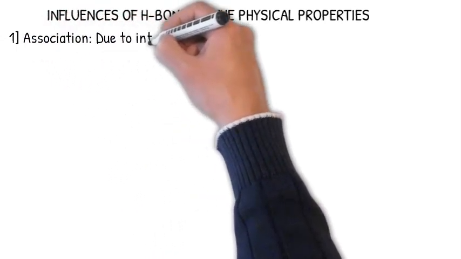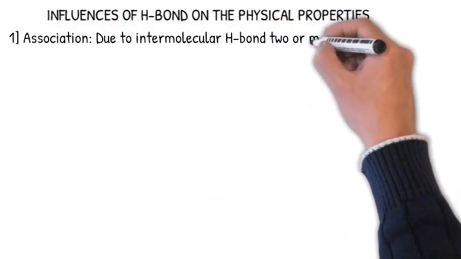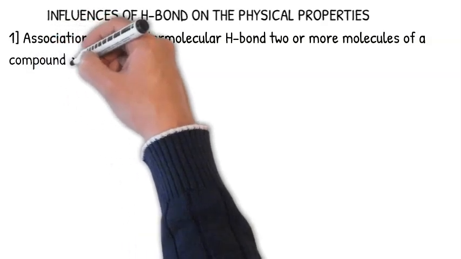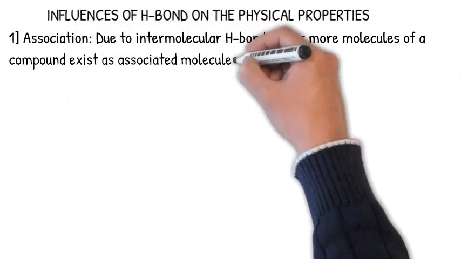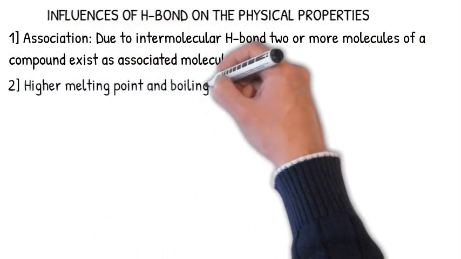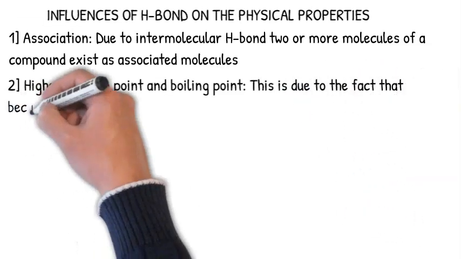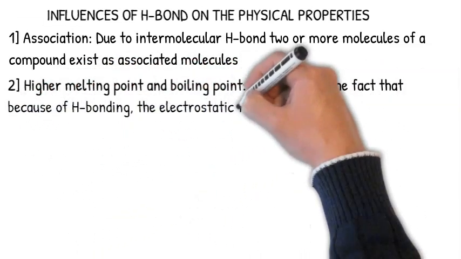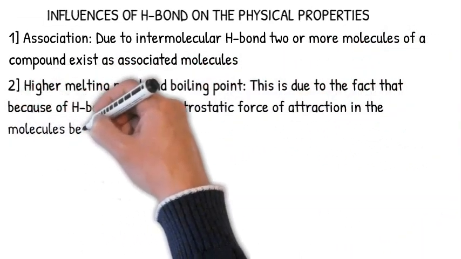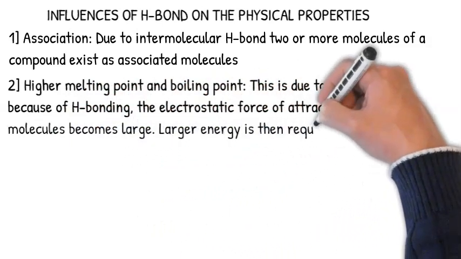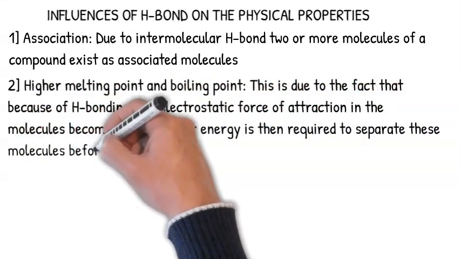Association. Due to intermolecular hydrogen bonds, two or more molecules of a compound exist as associated molecules. Higher melting point and boiling point. This is due to the fact that, because of hydrogen bonding, the electrostatic force of attraction in molecules becomes large. Larger energy is then required to separate these molecules before they boil.